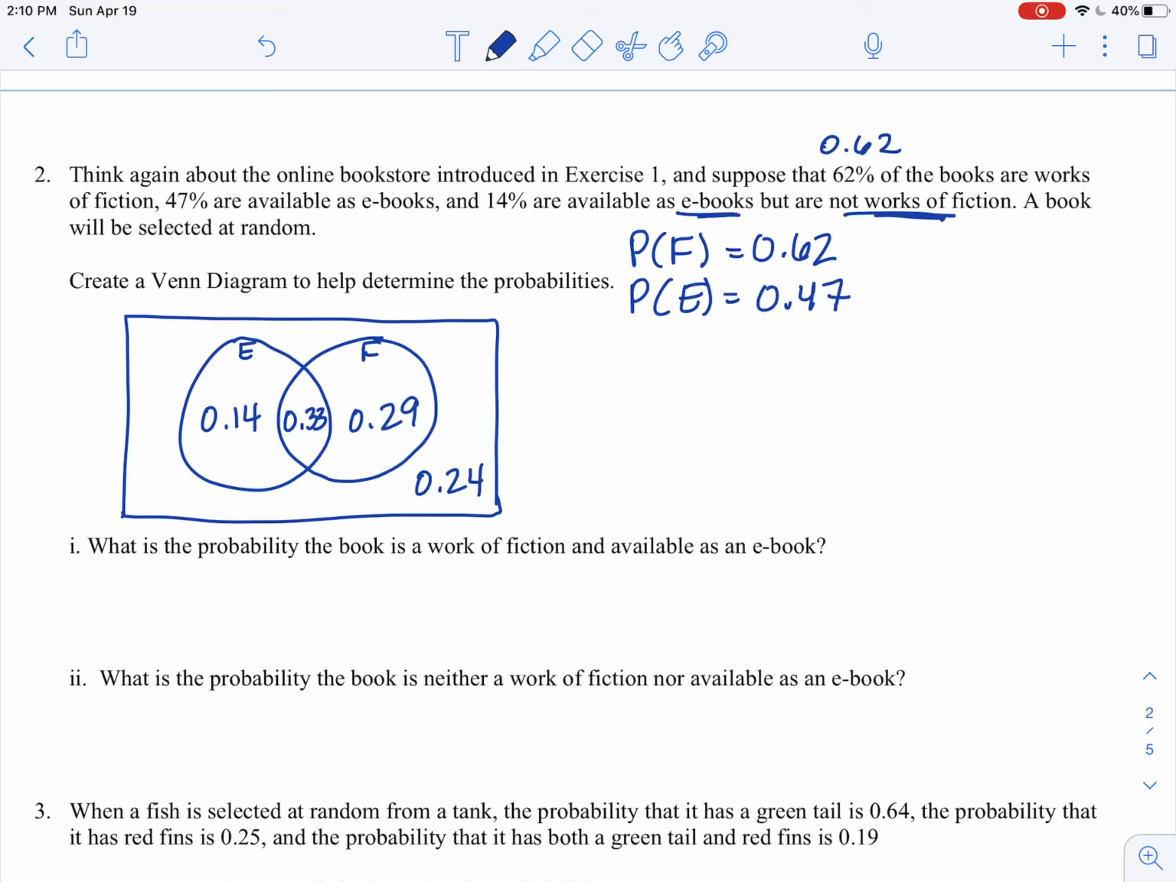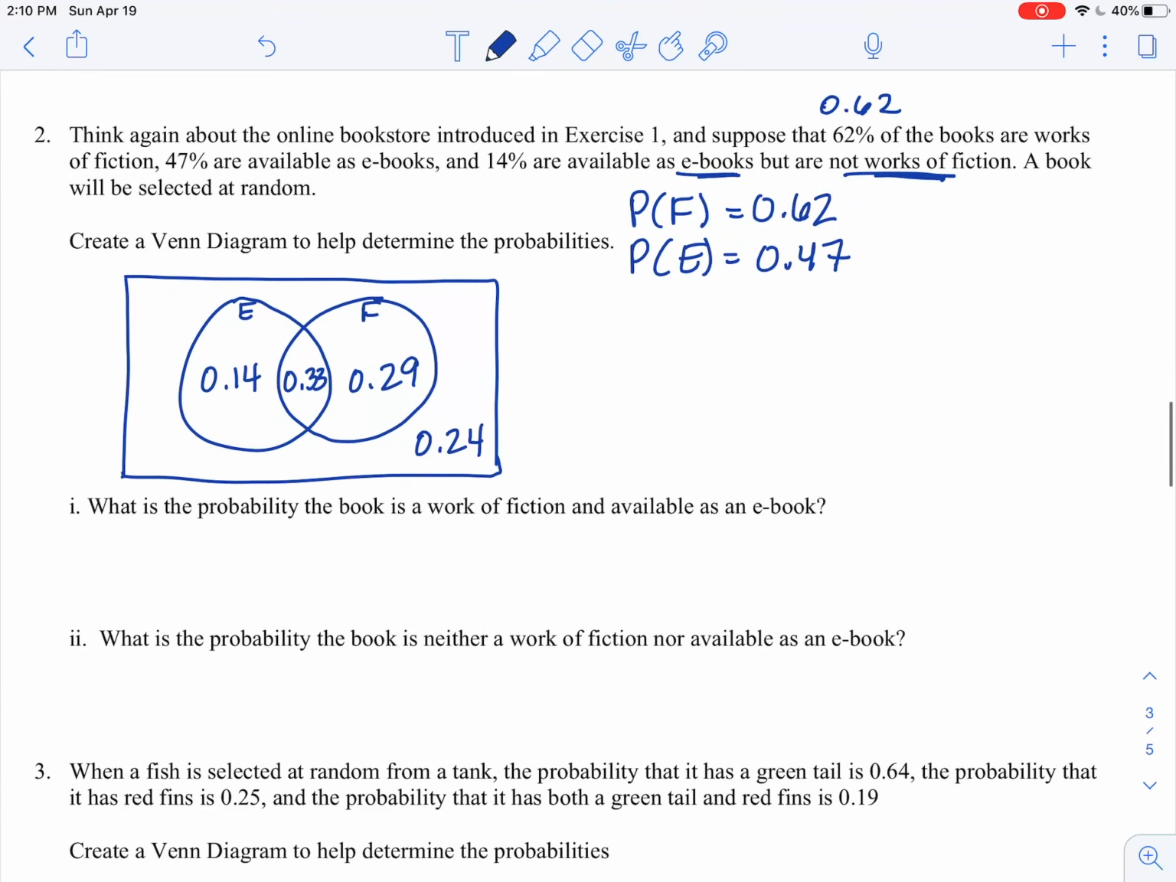Believe it or not, what we just did there by filling in all the values in the diagram, that's the hard part in these problems. Once you figure out all those values, the remaining parts of the questions are going to be as simple as picking out a specific section of the Venn diagram or adding 2 parts together or something like that.